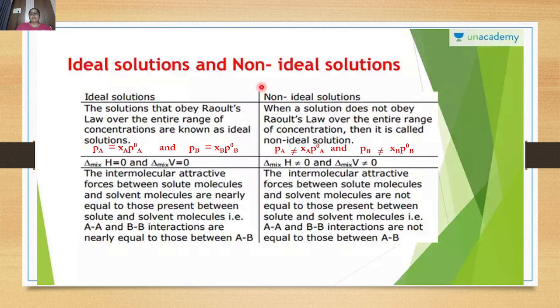Now, ideal and non-ideal solutions. Ideal solutions are those solutions which obey Raoult's law over the entire range of concentration. For them, PA is equal to XA P naught A and PB is equal to XB P naught B. While non-ideal solutions are those solutions which do not obey Raoult's law over the entire range of concentration, and PA is not equal to XA P naught A and PB is also not equal to XB P naught B.